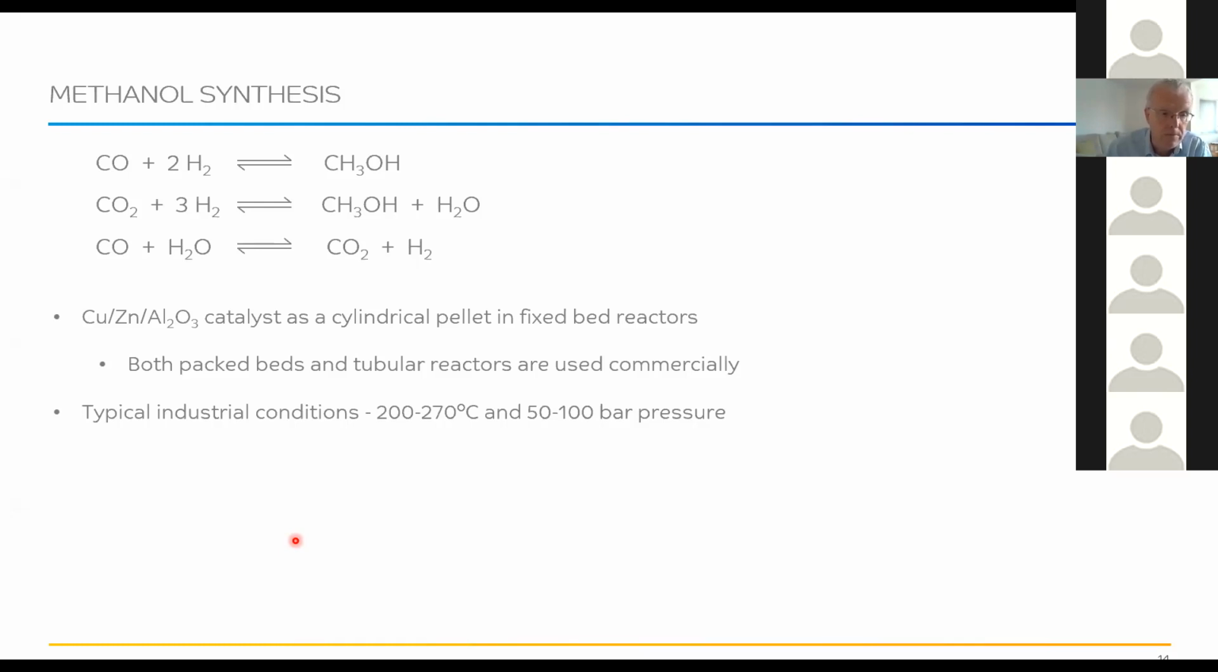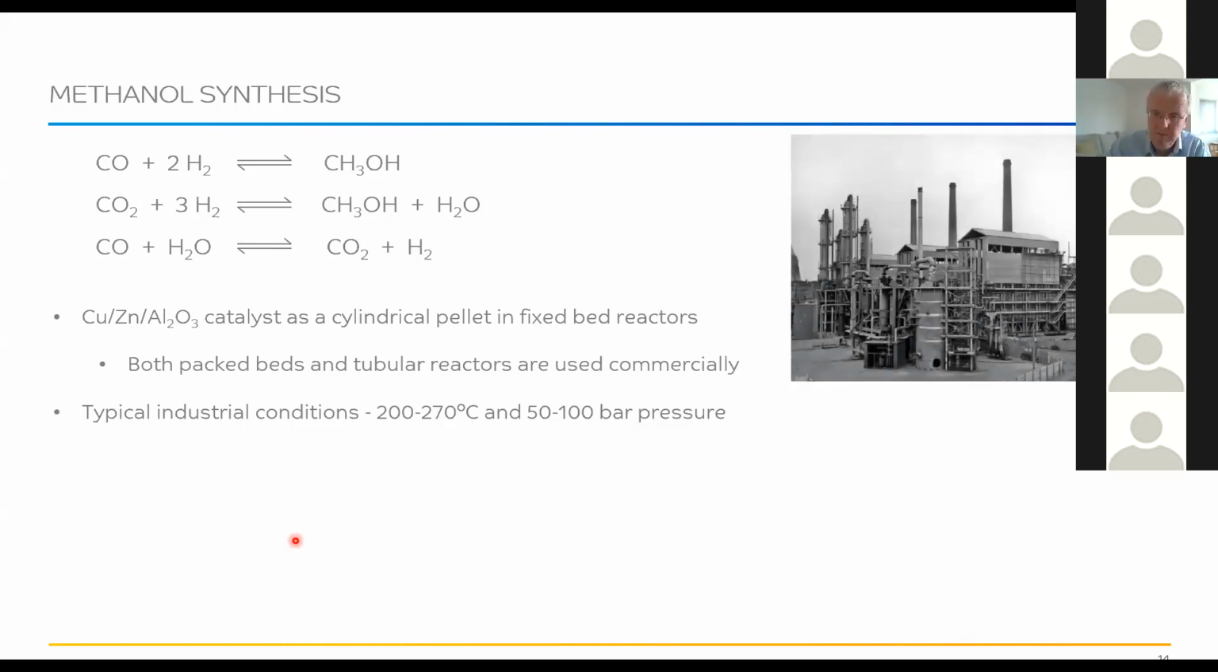I think most people are probably aware that in industrial conditions, over the copper, zinc, alumina catalysts which are used in industrial processes, the source of the carbon for the methanol synthesis is the CO2. So it's really the CO2 plus hydrogen reaction and the water gas shift reaction that are the two important reactions here. Typical industrial conditions are between 200 and 270 degrees centigrade and between 50 and 100 bar pressure.